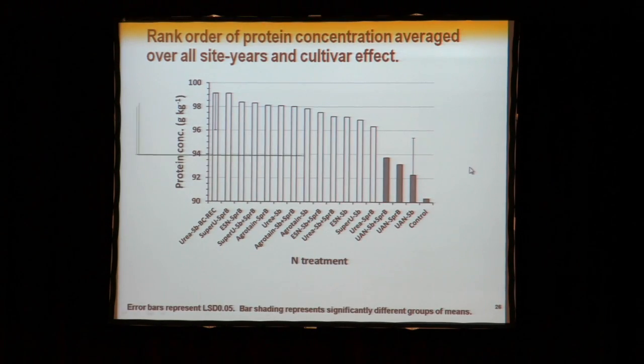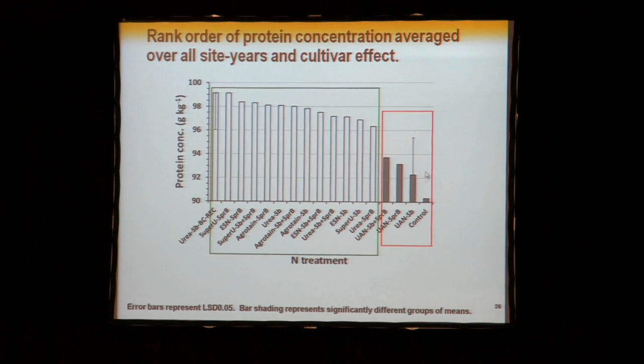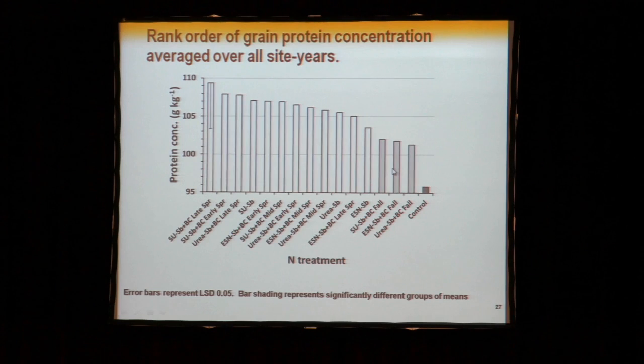So on protein, what gave us good yield is what we're looking for in terms of protein. Things like the Super U all split, even urea all side-banded, gave us very high grain yield and protein. Again, the UANs reinforce the idea that we lost that product because it did not give us yield, nor did it give us any protein.